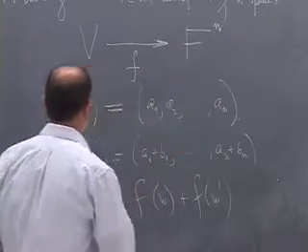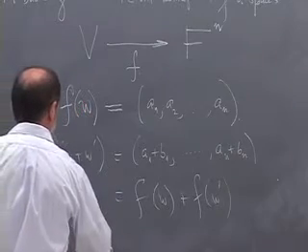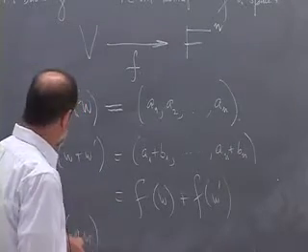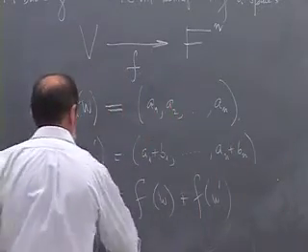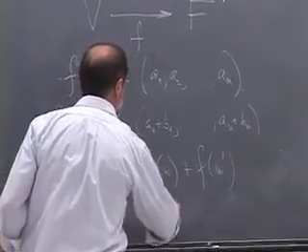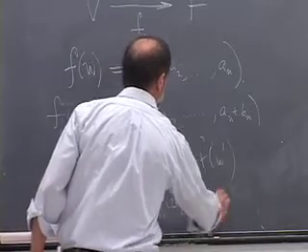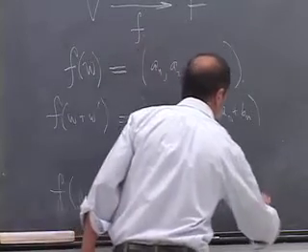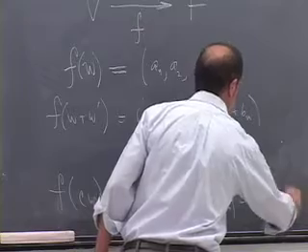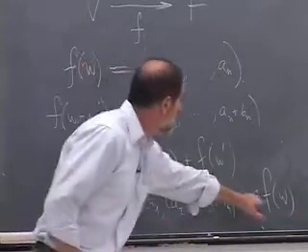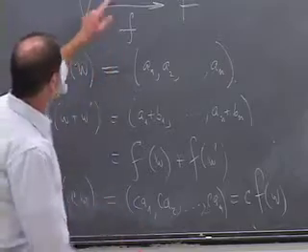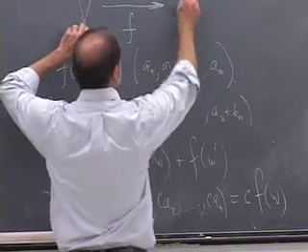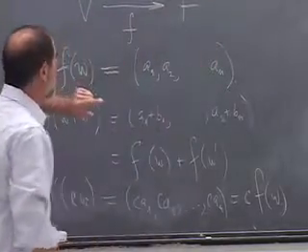Likewise, if we apply f to a constant times w, well, if you multiply w by a scalar, you multiply all the coefficients of the v's by that scalar. So you get ca1, ca2, ..., can, which is nothing but c times f of w, because this is scalar multiplication in this vector space. Now, that shows that it's a homomorphism of vector spaces. I claim it's an isomorphism.